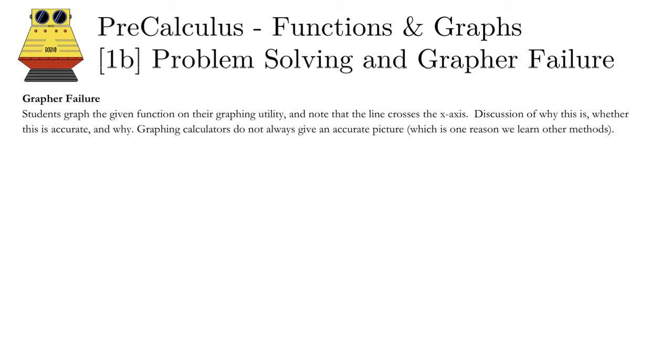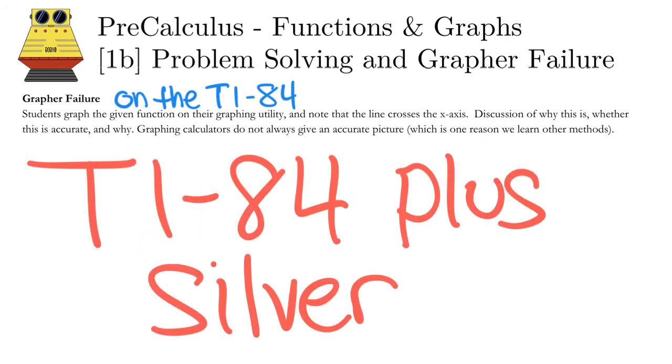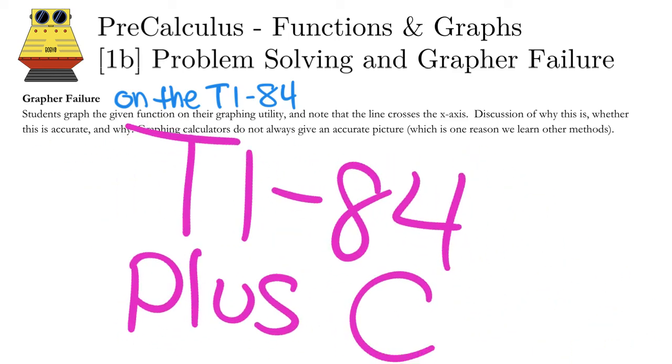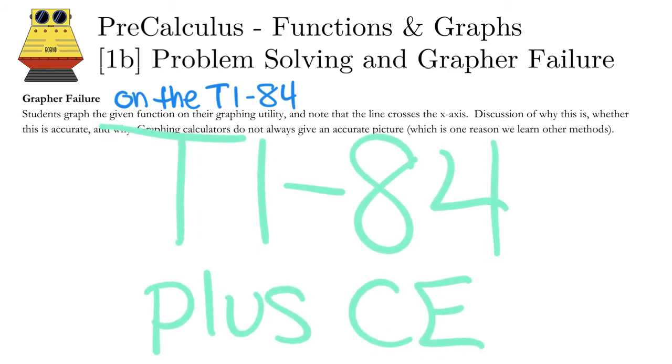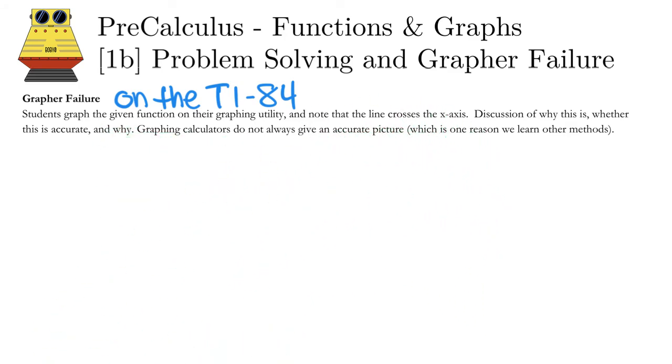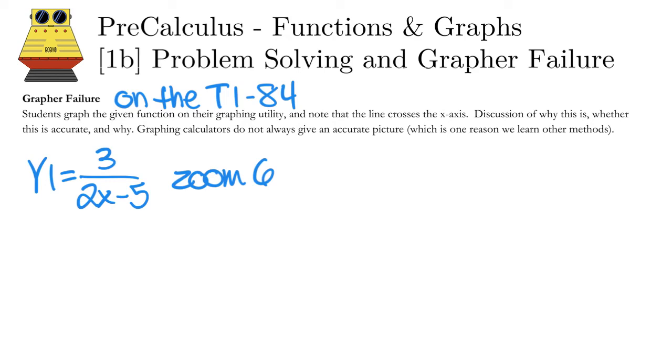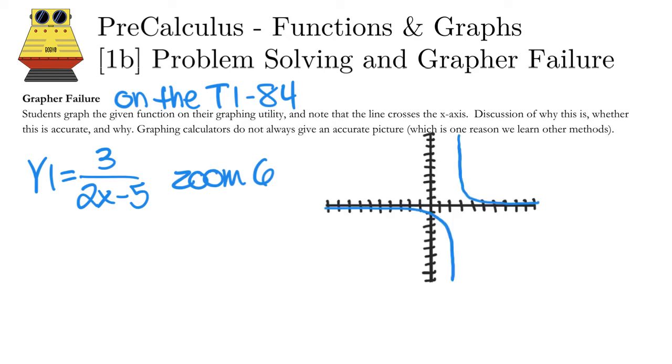The last thing I want to share with you is an example of grapher failure. It applies to the TI-84 graphing calculator. And I'm pretty sure it happens on all of those models, the TI-84, TI-84 Plus, TI-84 Plus Silver, TI-84 Plus C, and the CE edition. The C and the CE are the color versions. We'll use the rational function 3 divided by 2x minus 5 and enter that into y1. After that, I press zoom 6 to give me a standard viewing window. What I see is a function that has two parts, kind of like a left side of the function that's curvy and a right side of the function that's curvy. And it looks like something special is happening between 2 and 3.